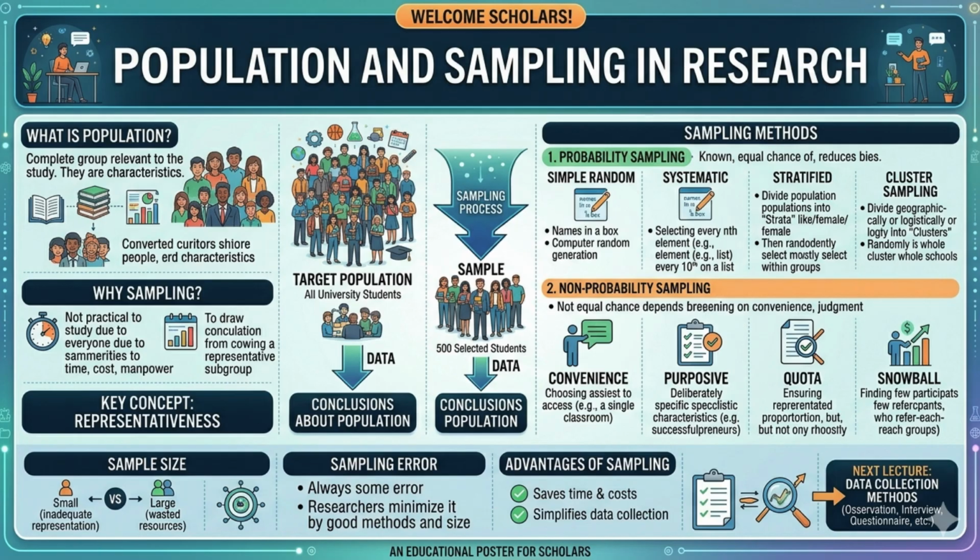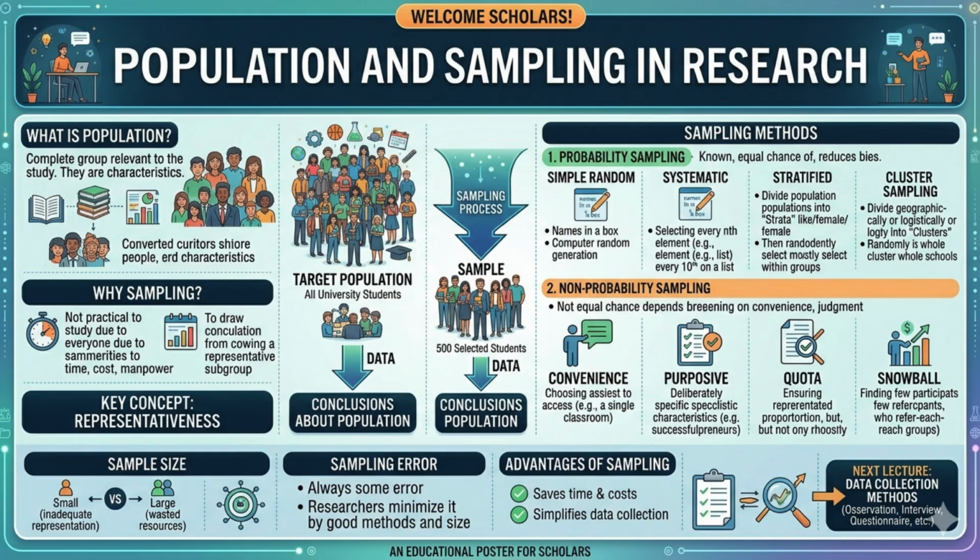Whenever researchers conduct a study, they are usually interested in understanding a larger group of people, objects, institutions, or events. However, in most situations, it is not practical to collect data from every member of that group. Limitations such as time, cost, manpower, and resources make it difficult to study everyone. Therefore, researchers select a smaller group that represents the larger group. This process is known as sampling.